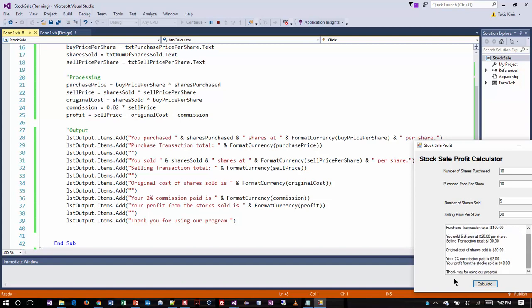The only thing is my thank you appeared. Oh, I have to scroll down for my thank you? That's not good. I'll have to make my form bigger and my list bigger. That's pretty easy to do.